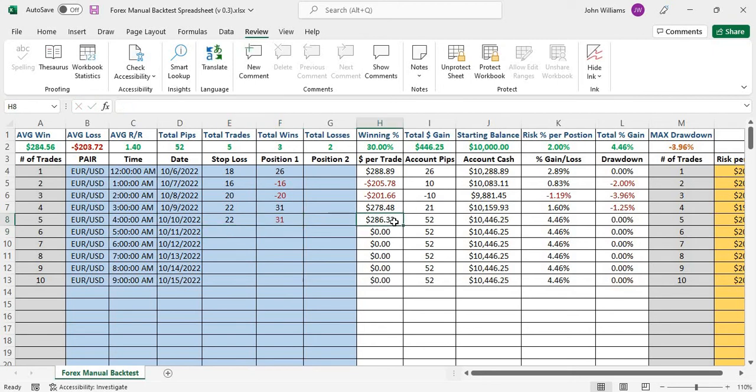All right, so that is reflected as a win. Again, we gain. Our max drawdown is negative 3.96%. Right. Our total gain percent is 4.46. We currently have 5 trades, 3 being wins, 2 being losses. Right, so this is good for, basically summarizing your trade as you go through the different trades.